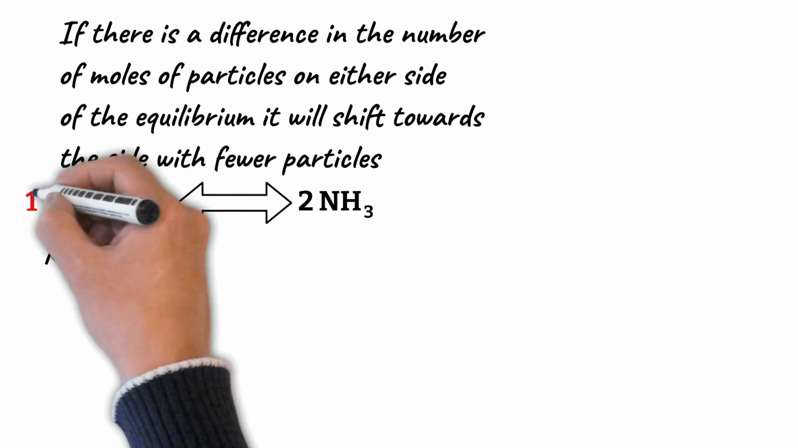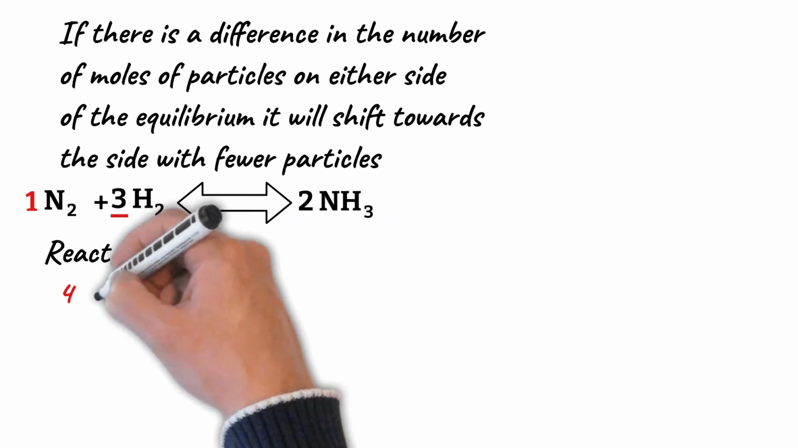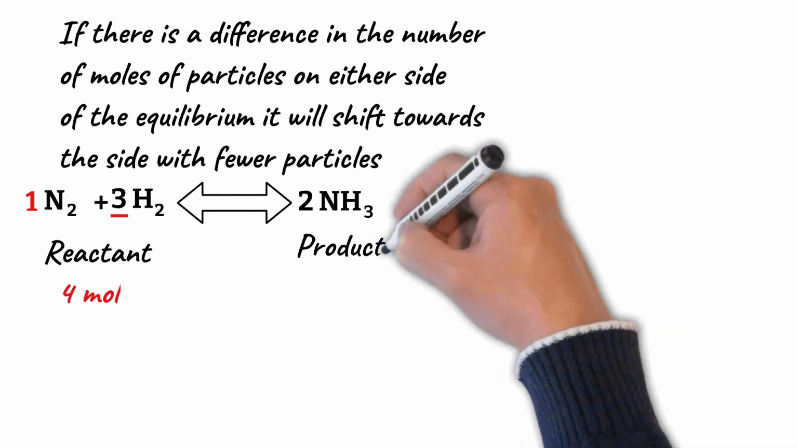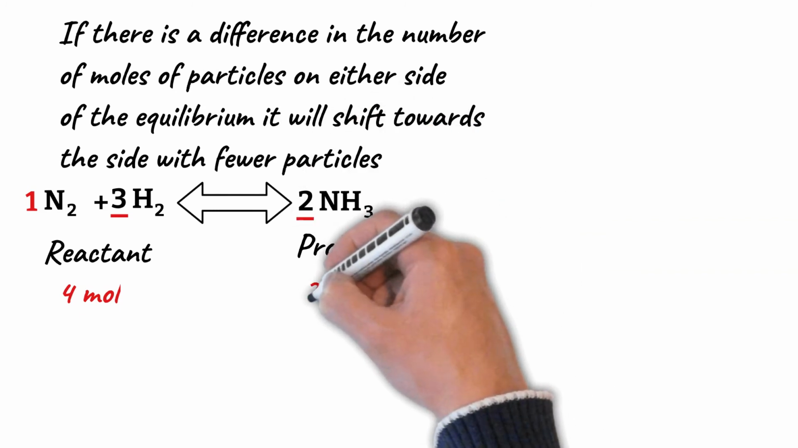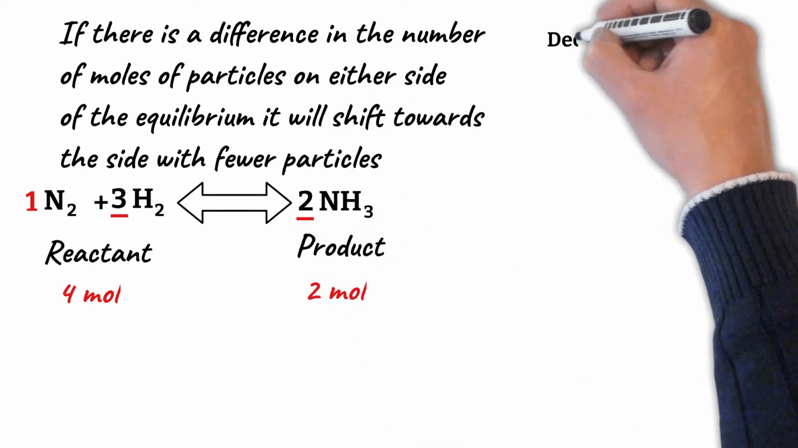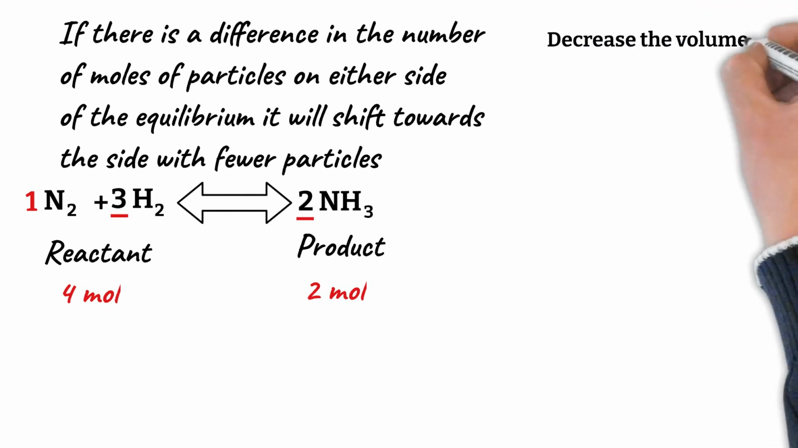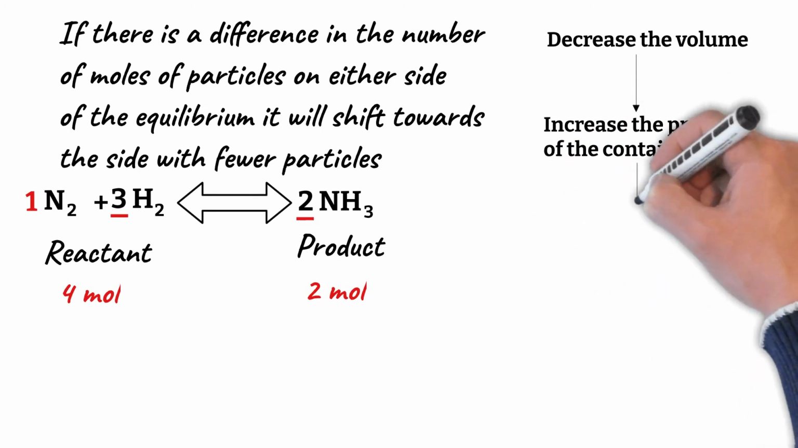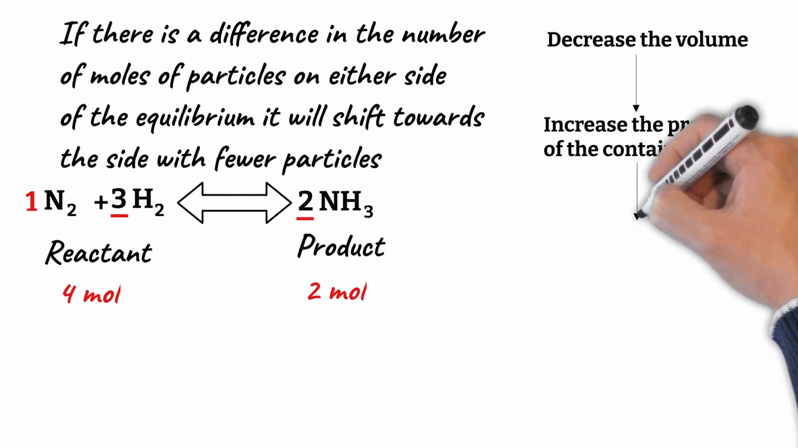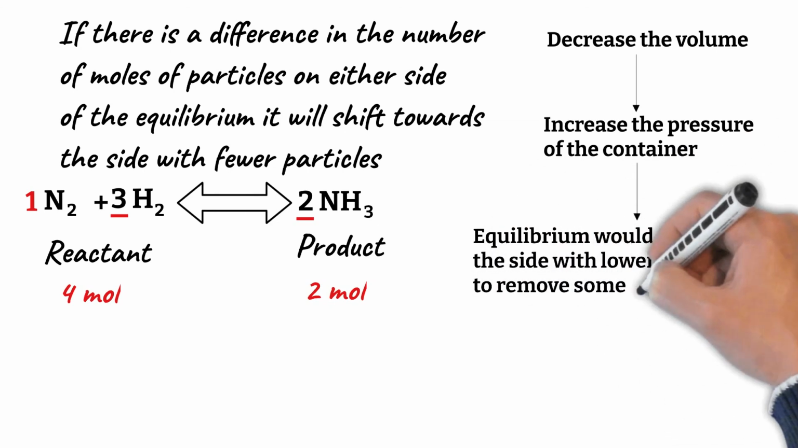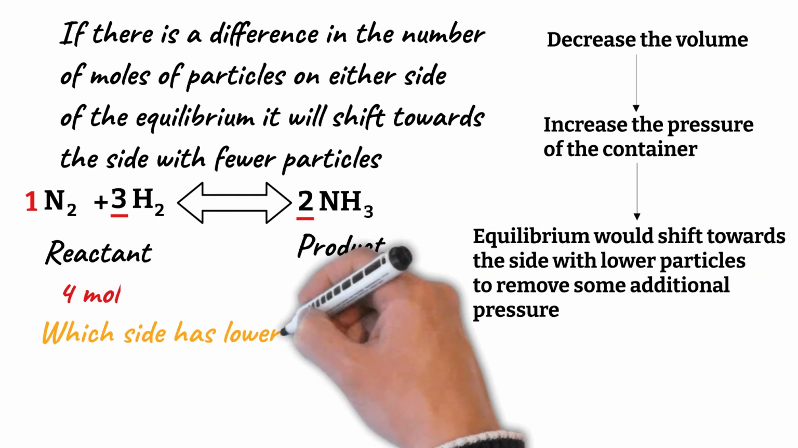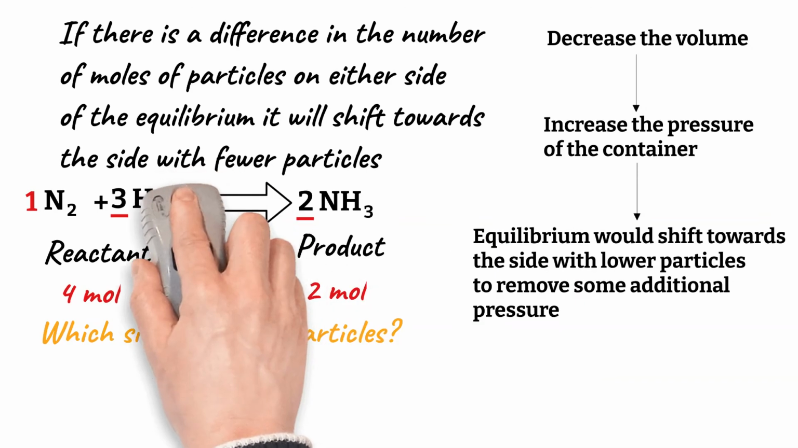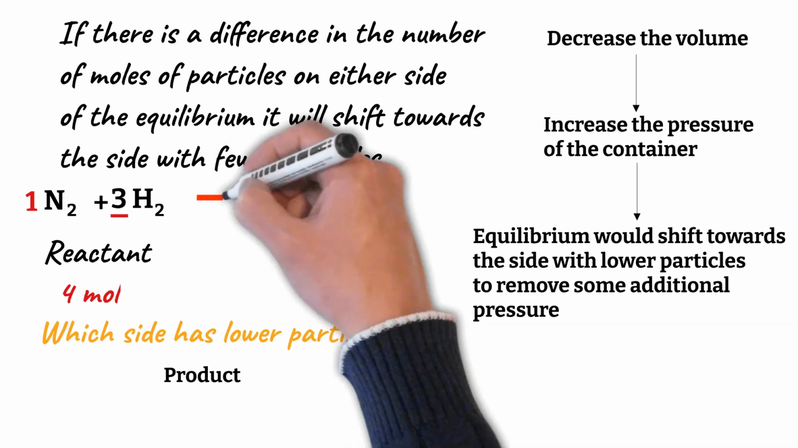Between nitrogen gas and hydrogen gas to form ammonia, we can see on the left side we have twice as many particles as the right side. If we decrease the volume, thereby increasing the pressure of the container, equilibrium would shift towards the side with fewer particles to remove some additional pressure. So in this example, check which side has fewer particles. Obviously the product side, so equilibrium will shift to the right.